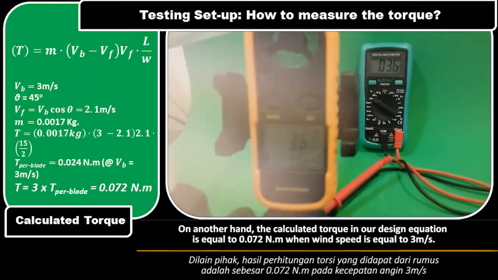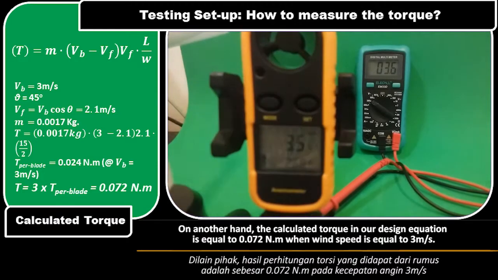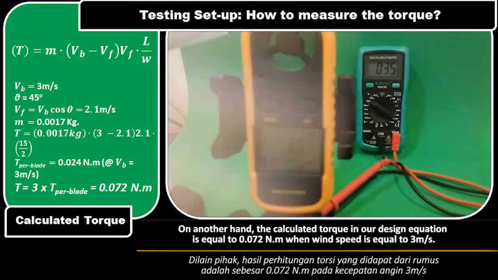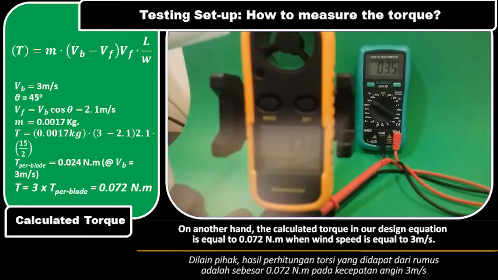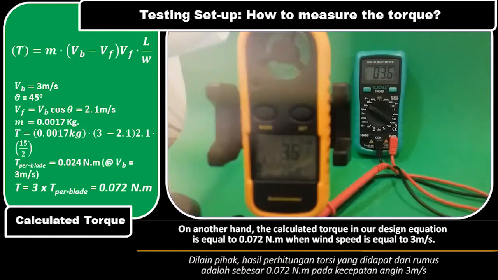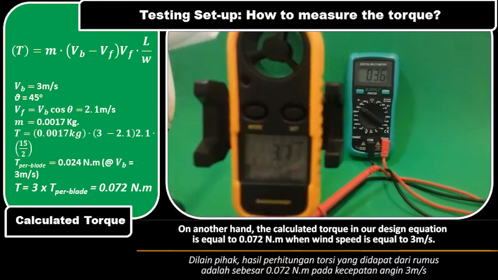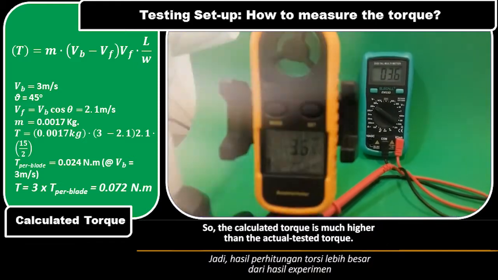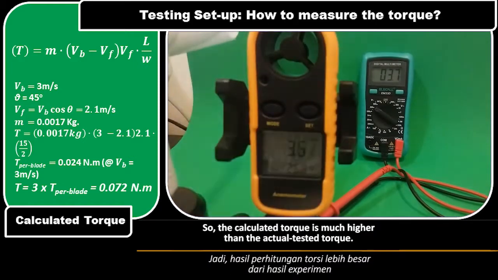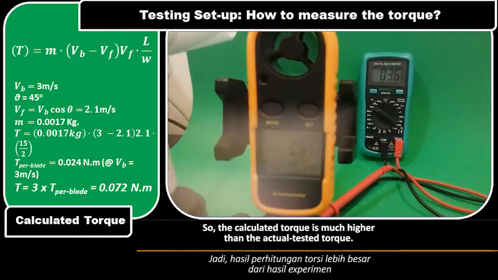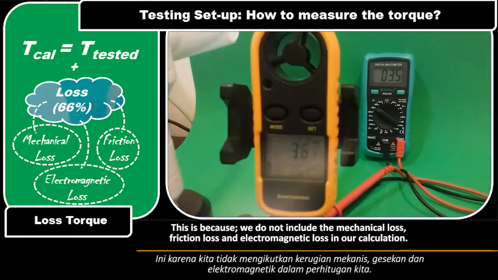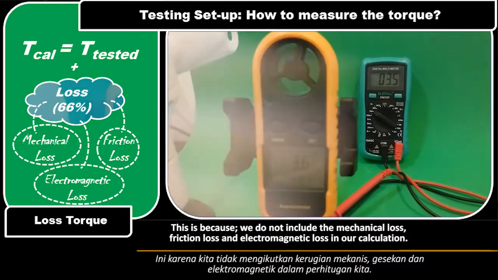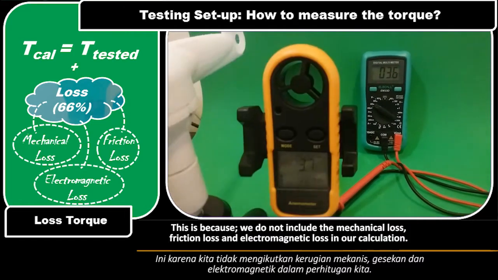Newton-meter. On another hand, the calculated torque in our design equation is equal to 0.072 Newton-meter when wind speed is equal to 3 meters per second. So, the calculated torque is much higher than the actual tested torque. This is because we do not include the mechanical loss, friction loss, and electromagnetic loss in our calculation.